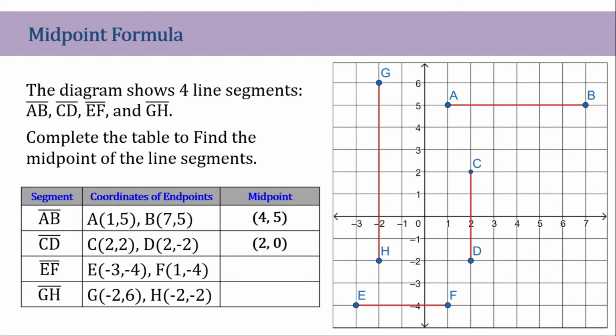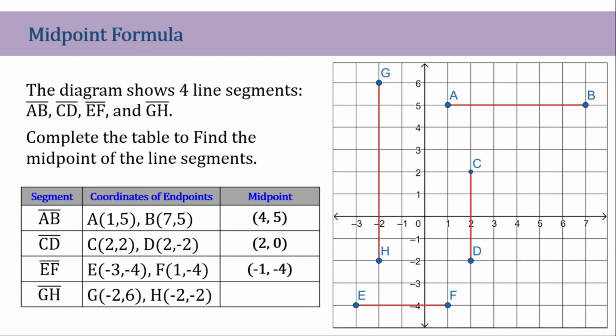On the other hand, let's have segment EF. So this is 1, 2, 3, 4 units divided by 2. That is 2 as well. So let's count 2: 1, 2. So this is the midpoint. This is (-1, -4).